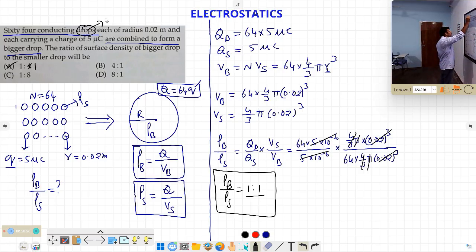It must be a bubble, because in that problem also we have a bubble. If we take a bubble, it has surface area, not volume. So here it has volume. Volume means the complete droplet contains the charges. So volume charge density is there, but these options are given based on surface charge density. So according to this drop concept, the answer is both have the same ratio of charge density.